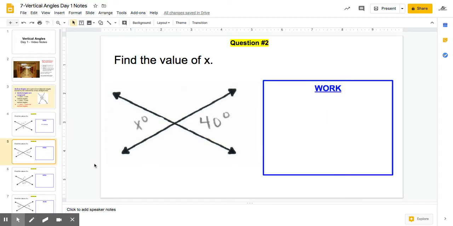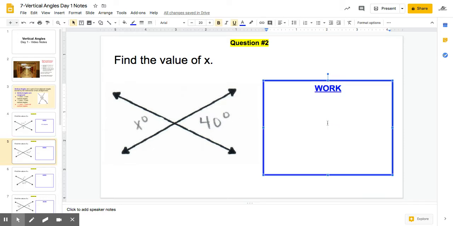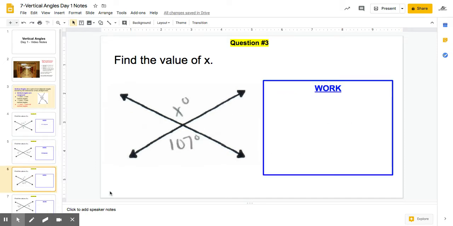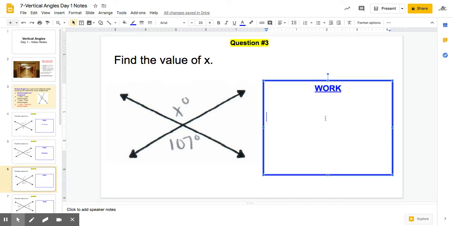For number 2, again, I have two lines that are intersecting. I have angle X and this 40-degree angle. Angle X and this 40-degree angle are opposite or across from each other, which makes them vertical angles. That also tells me that these two angles are equal to each other. So angle X must also be equal to 40 degrees. Okay. Number 3, again, I have two lines intersecting. Angle X and this 107-degree angle are vertical angles because they are across or opposite of each other. So they're vertical angles, which means they must be equal. So angle X must also equal 107 degrees.